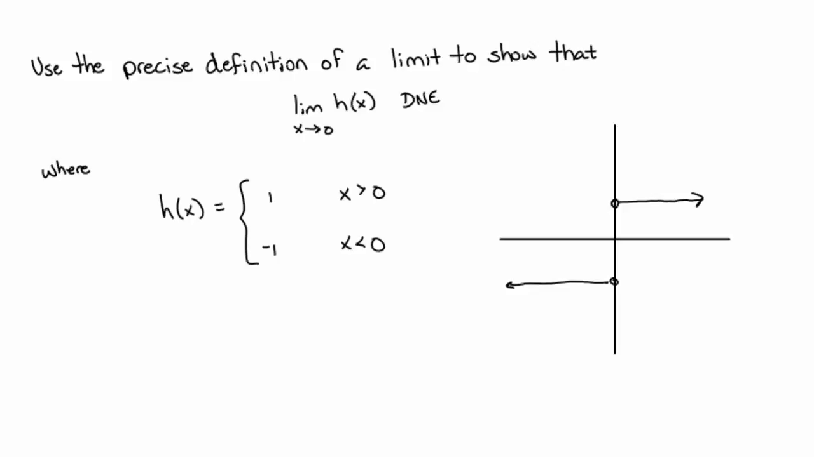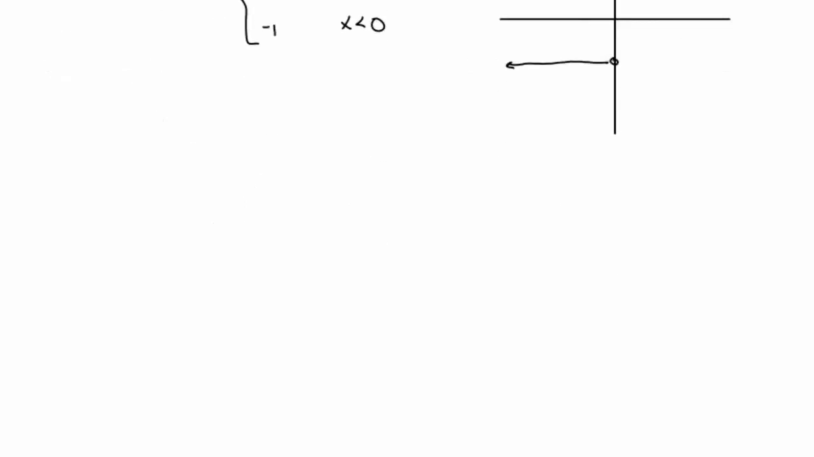So there's this jump. You can see the limit from the right and from the left are not the same, and so therefore the limit should not exist. But how do you use the precise definition of a limit to showcase that this limit does not exist? Well, let's recall the precise definition of a limit. Let me scroll down a little bit.